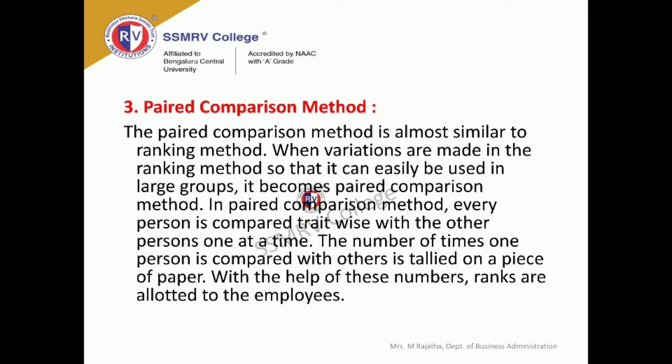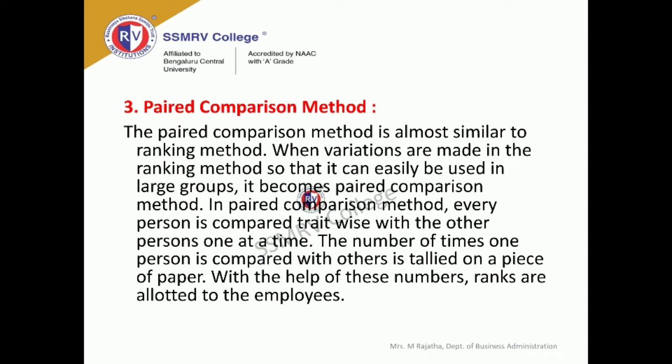Third one, paired comparison method. The paired comparison method is almost similar to the ranking method, when variations are made in the ranking method so that it can easily be used in large groups. It becomes the paired comparison method. In the paired comparison method, every person is compared trait-wise with the other persons one at a time. The number of times one person is compared with others is tallied on a piece of paper. With the help of these numbers, ranks are allotted to the employees.